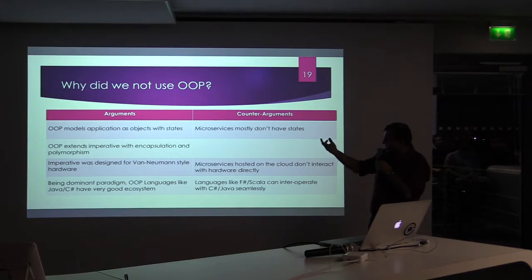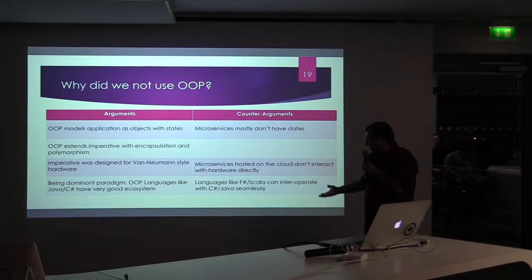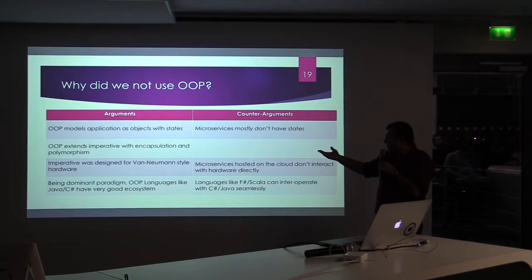So again, object-oriented models store your applications as objects with state, whereas microservices actually don't have state. So why would you use object-oriented, right? Imperative encapsulation, sure, you could possibly use it, but you don't deal with Von Neumann architecture.